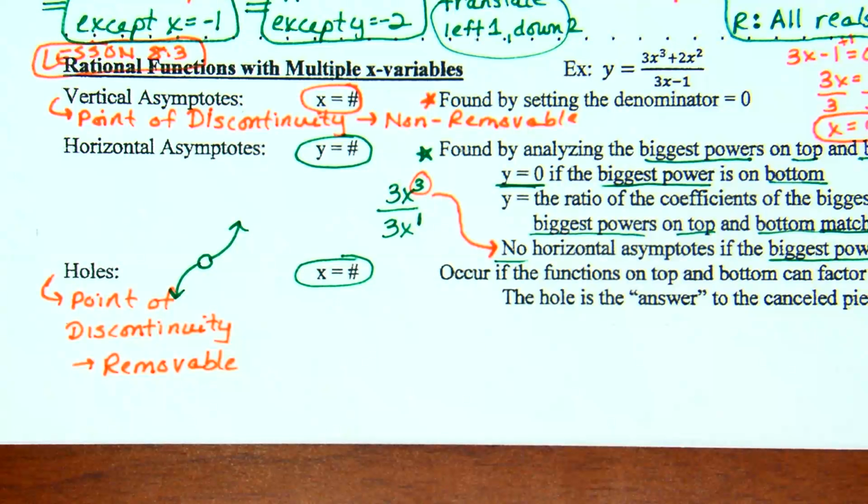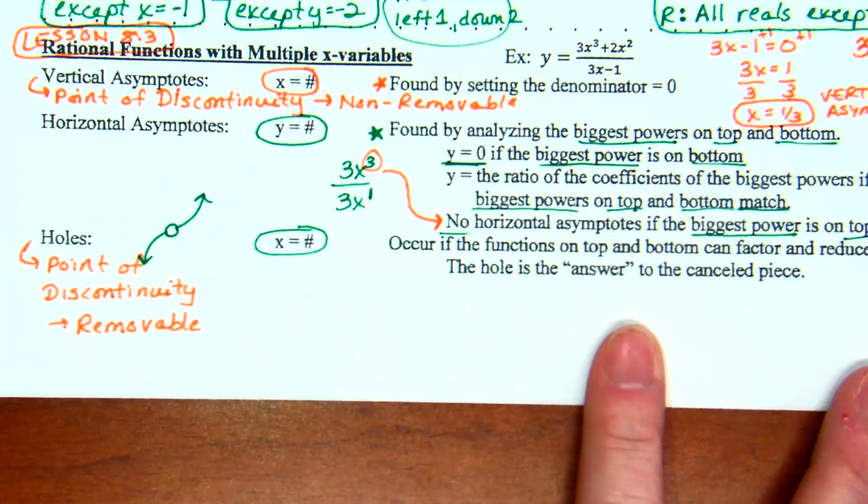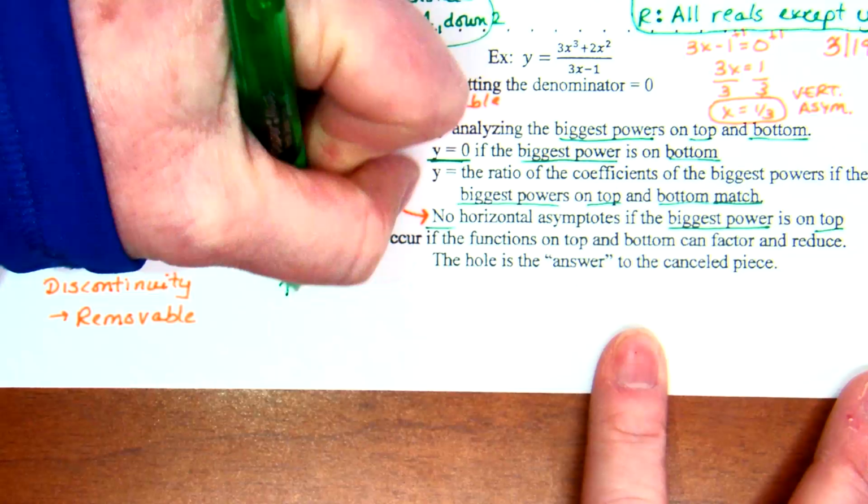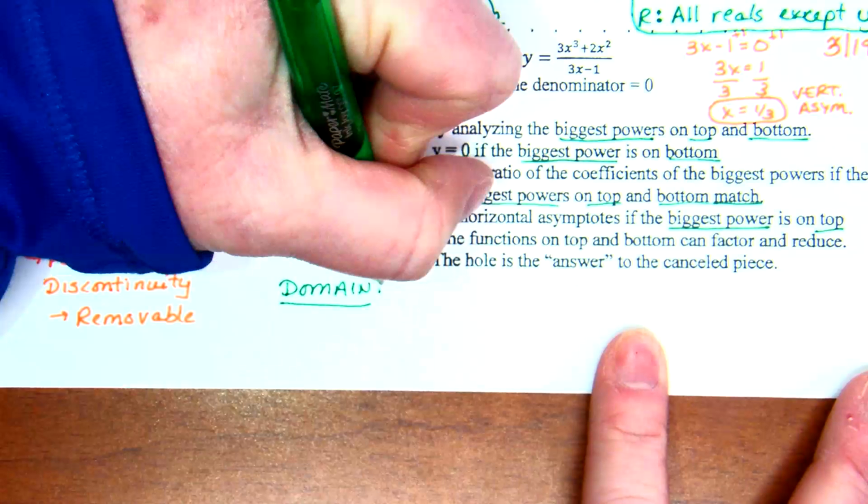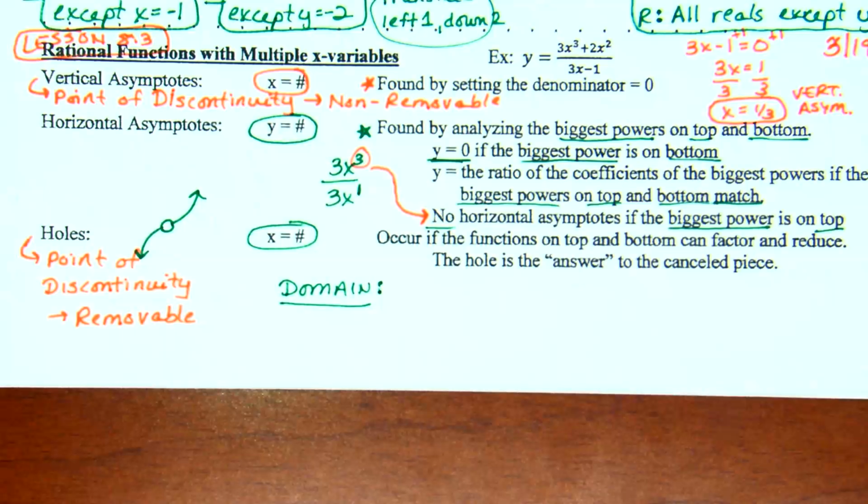How did domain look yesterday? It wasn't just x equals though, it was all reals except x equals something, right? And that x equals something was always also our vertical asymptote. Okay, so our domain today is going to be all reals except any vertical asymptotes and any holes because they're also x values. So domain, all reals except holes and vertical asymptotes.